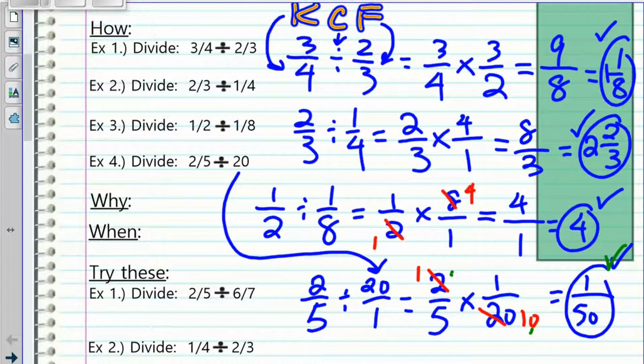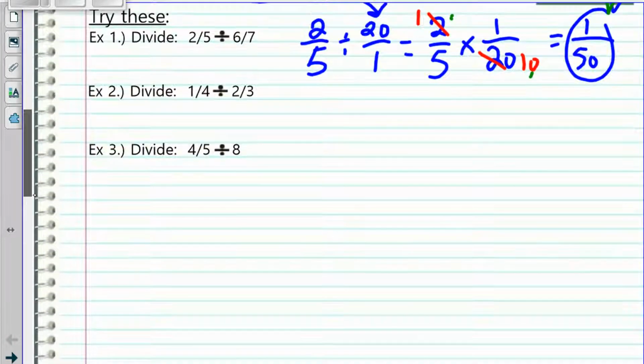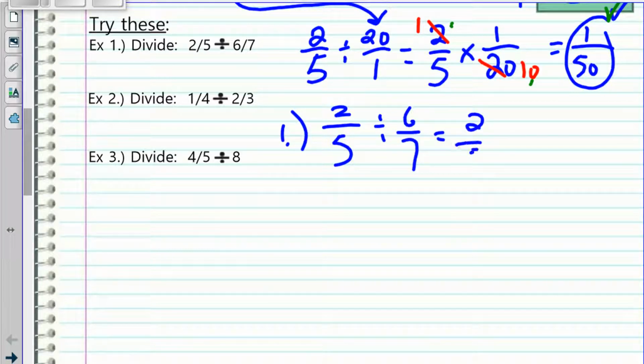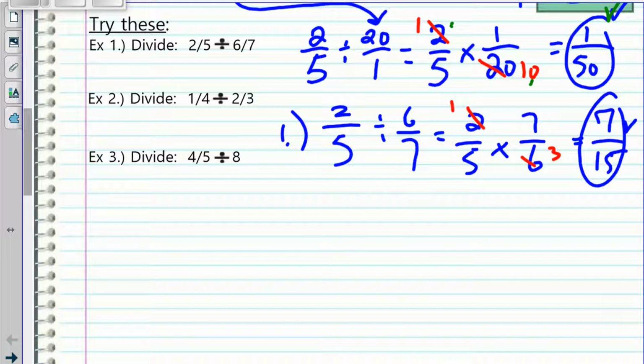Now let me scroll down a little. I would like you to try these 3 right here, and then we'll go over it. Okay, here we go. Number 1. Make sure you pause the video if you haven't done so. Rewrite, keep, change, flip. Anything to cross cancel? You bet. 2 going into 2 once, 2 going into 6 3 times. 1 times 7 is 7. 5 times 3 is 15, and there you go, simplest form. That's how we know we cross canceled completely.